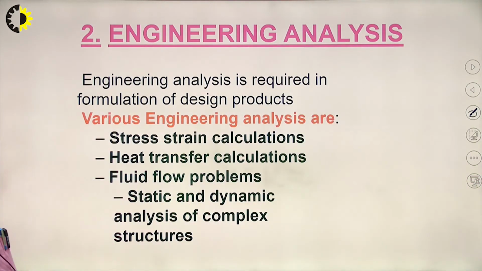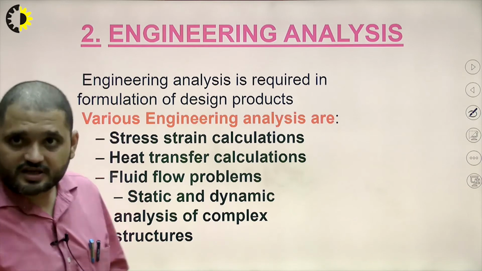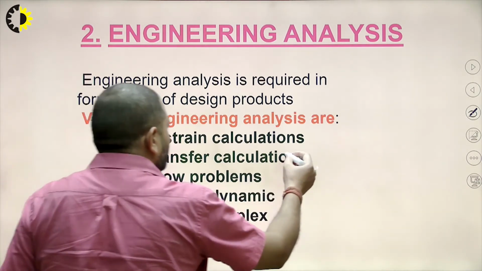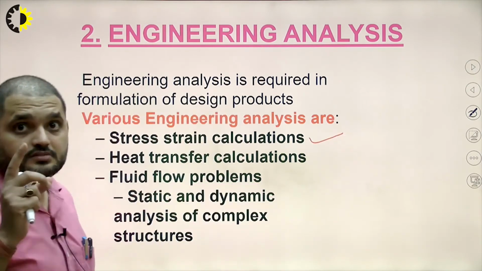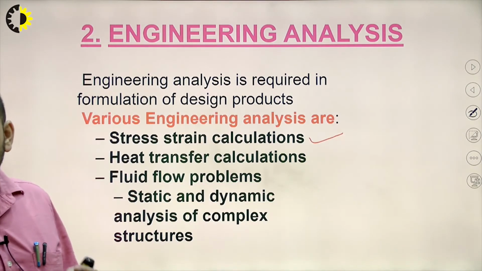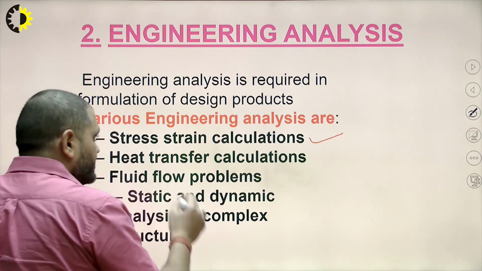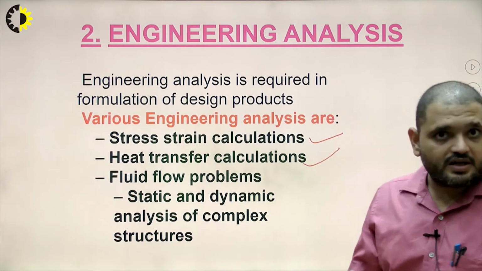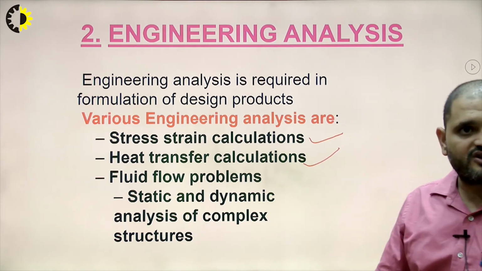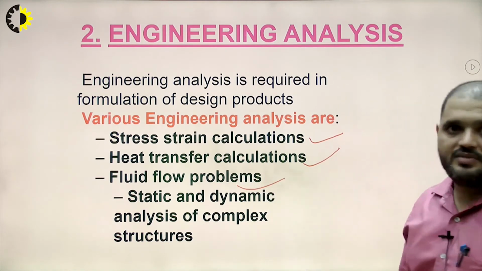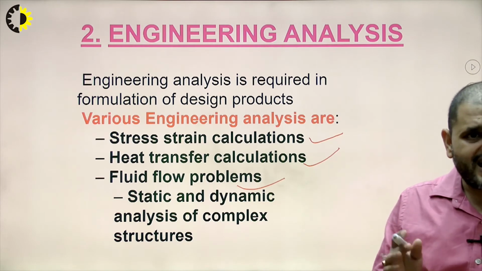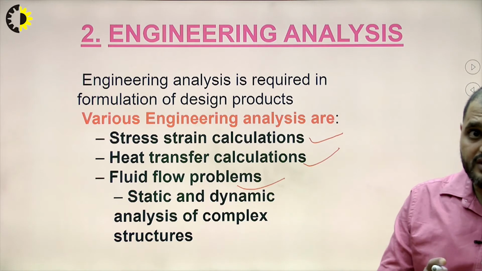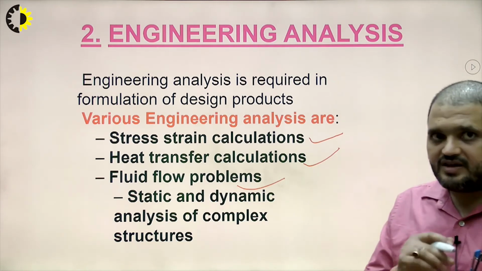Now second is engineering analysis. Engineering analysis is required in the formulation of design products. The various engineering analyses are, first, stress-strain calculation, using analysis software like ANSYS and ProE. Stress-strain calculation can be done using the model. Heat transfer calculation can be done with the help of software using the geometric model. Fluid flow problems can be easily analyzed, like static and dynamic analysis of complex structures, with the help of software using the geometric model available to us.